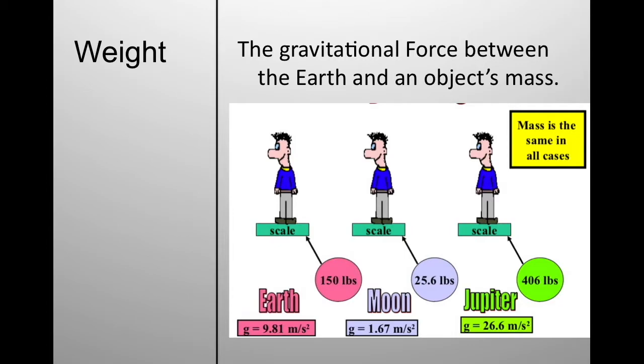If we take that same person with the same mass and put him on Jupiter, for example, where the gravity is 26.6 meters per second squared, the pull of gravity of that planet would be greater than that of Earth, more than twice that. So he would feel like 406 pounds instead of just 150 on Earth.